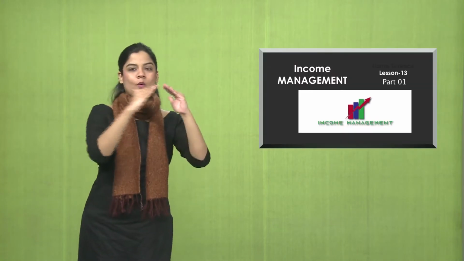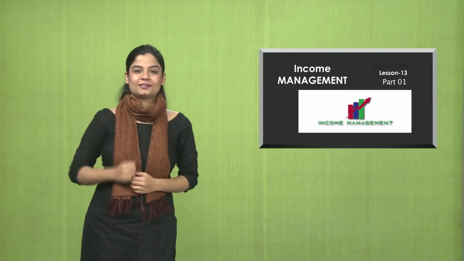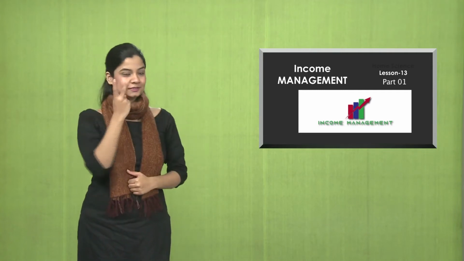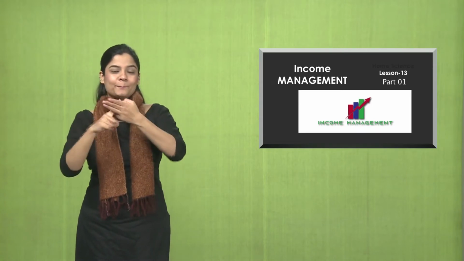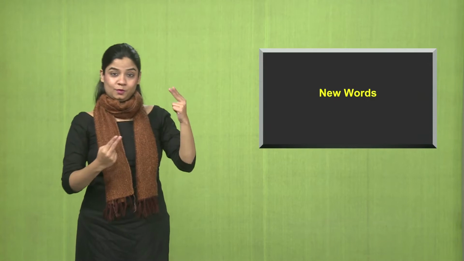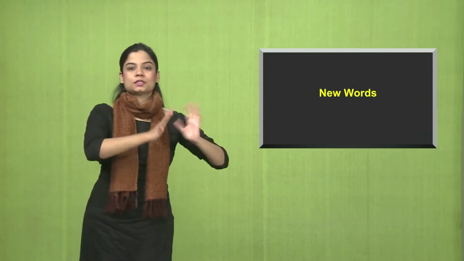The subject is Home Science, lesson number 13. The title of the lesson is, as you can see from the picture, Income Management. It can be monthly income, yearly income or different kinds of incomes. We will discuss that. Before beginning the chapter, let's discuss difficult words in Indian Sign Language.